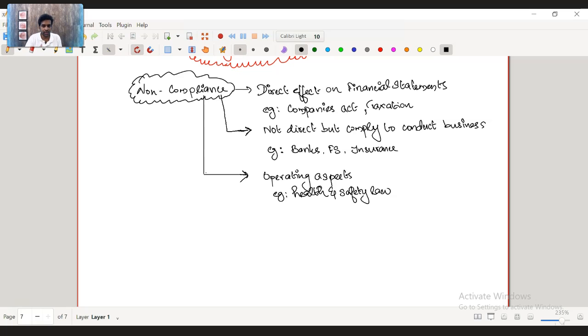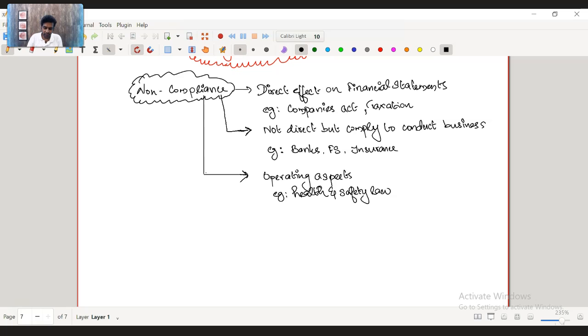To give you an example, taxation law and the Companies Act have a direct effect on the financial statement. As I told you, the Companies Act very clearly says what amounts or disclosures are required to be made in the financial statement, and what is allowed. To give you an example, depreciation. There are certain provisions in the Companies Act that do not allow you to do depreciation in a certain way or for a certain kind of assets. You're not allowed to do that, and that's very clear because the Companies Act very clearly says that.